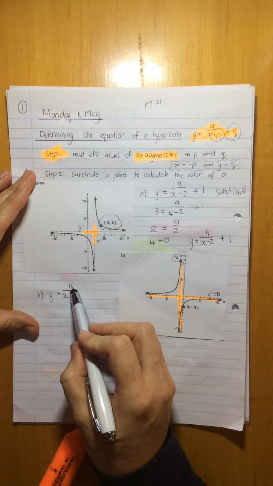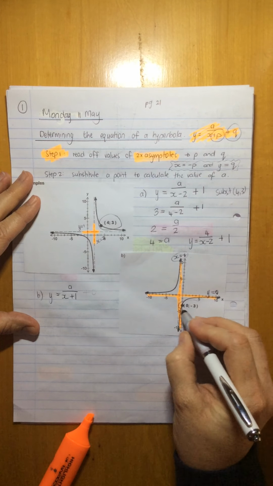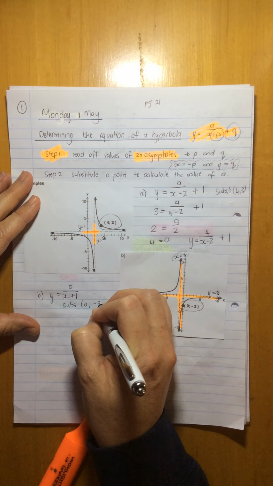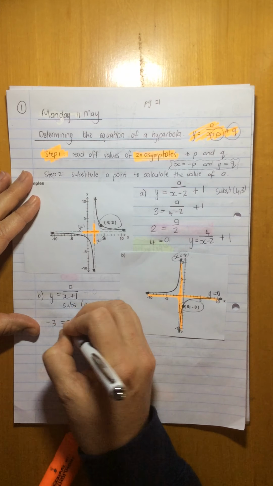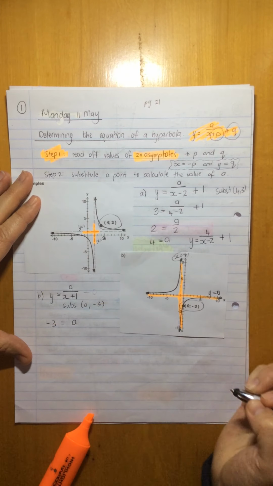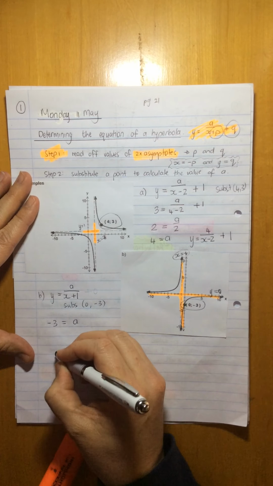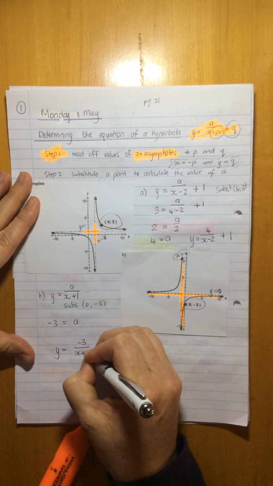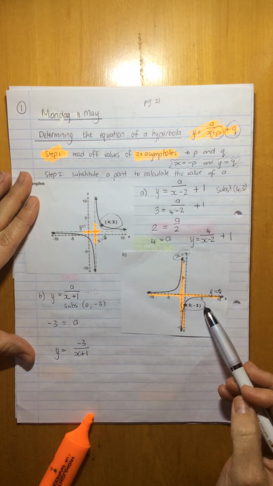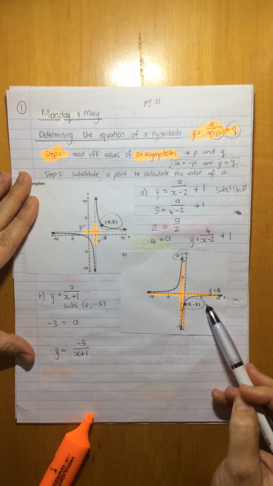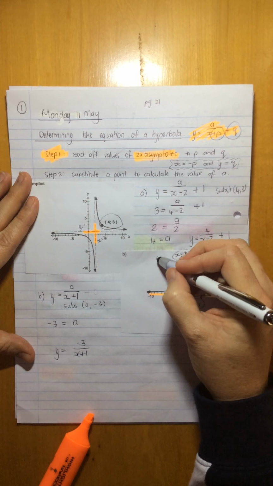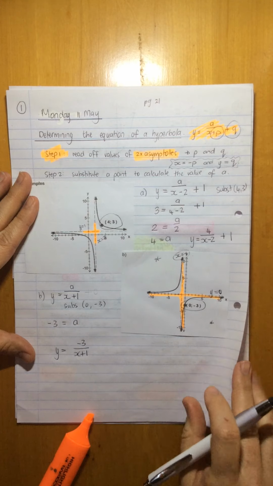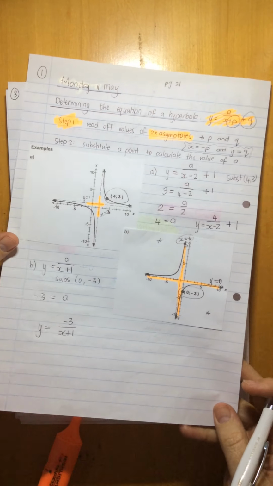The only variable now to find is a, and how do I find a? I substitute a point 0 and minus 3, so I am going to have a is equal to negative 3, so my equation is minus 3 over x plus 1. And that correlates with my graph given to me because it is drawn in quadrant 2 and quadrant 4. That mimics a negative hyperbola.